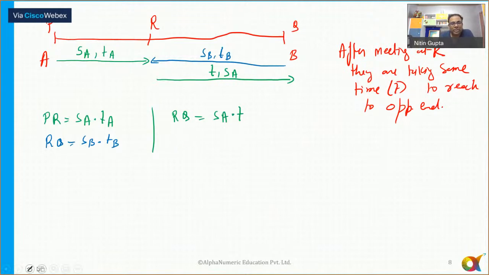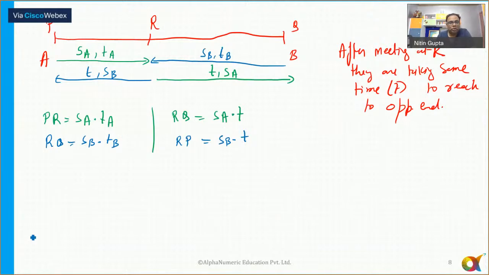And then B, concentrate on B. If I concentrate on B, I'll say B is taking time T with speed SB and B has traveled the distance RP. So I can say B has traveled the distance RP with speed SB and the time is equal to T. Again, the same logic which I have used in the previous question.